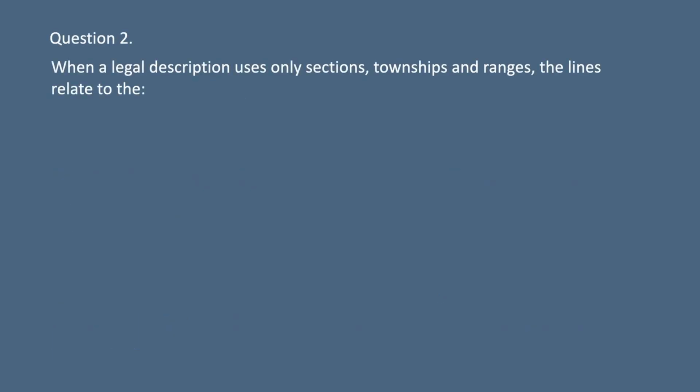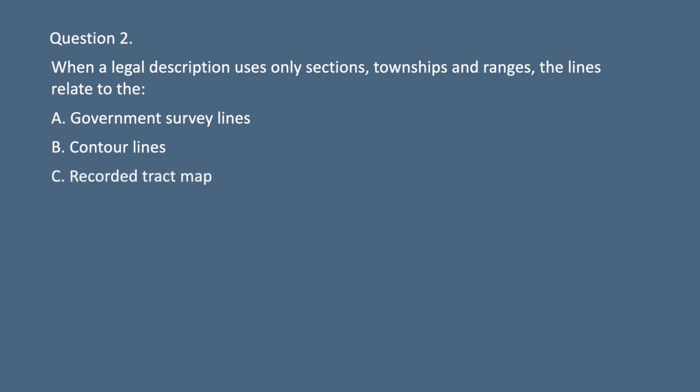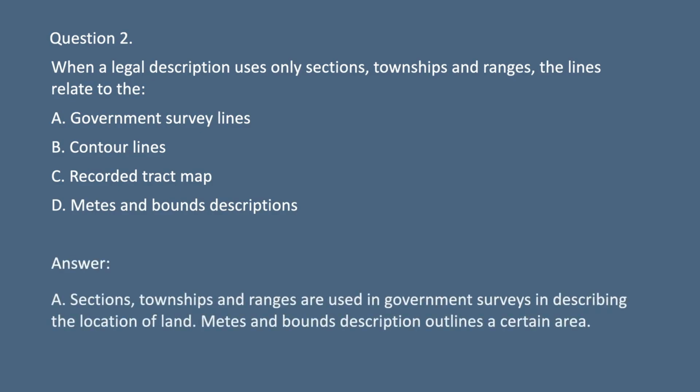Question 2. When a legal description uses only sections, townships and ranges, the lines relate to the A. Government survey lines. B. Contour lines. C. Recorded tract map. D. Metes and bounds descriptions. Answer. A. Sections, townships and ranges are used in government surveys in describing the location of land. Metes and bounds description outlines a certain area.